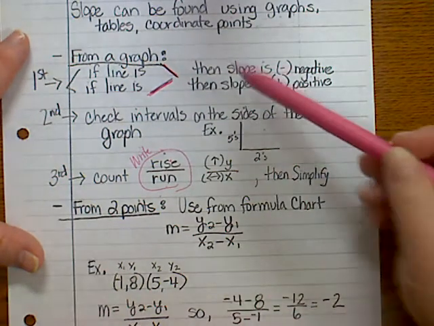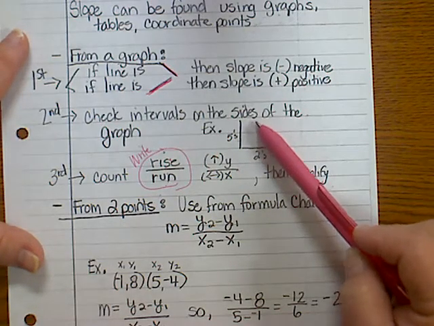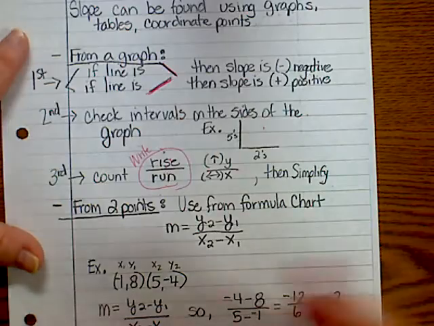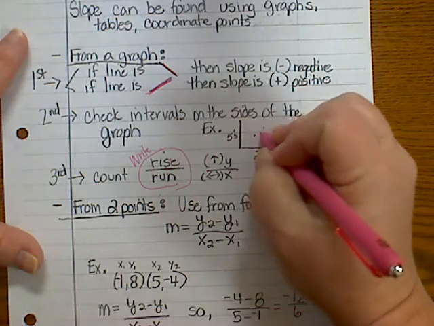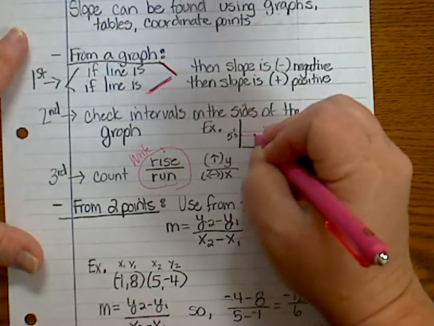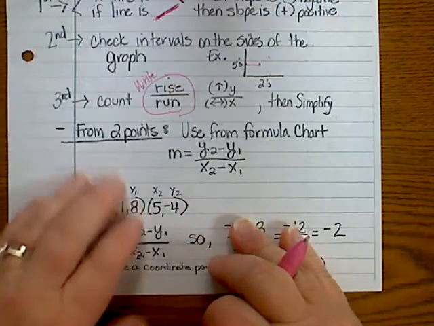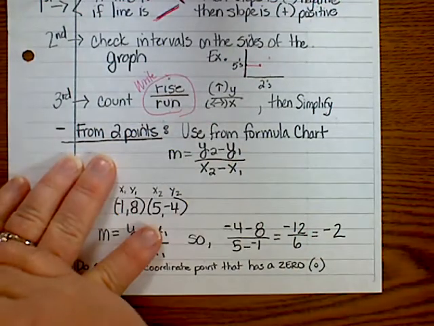So those are the simple things from a graph, okay? Three things. First, negative or positive. Second, what are the intervals? Third, write rise over run. Pick a place you can count from and count up and then over, okay? Don't ever count over and then up. All right. That's from a graph.